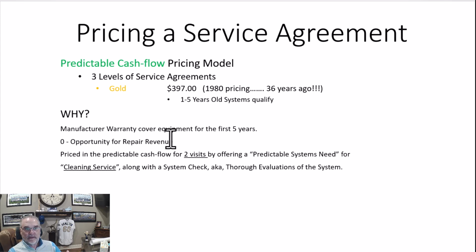But they sold that agreement for $397 because there was no money to get. If there were any repairs at all, that's going to be a warranty issue for you. So you have to be able to have the cleanings backed up. The cleaning was for the year, going out there twice a year. Understand, this is several years ago. It's $397.